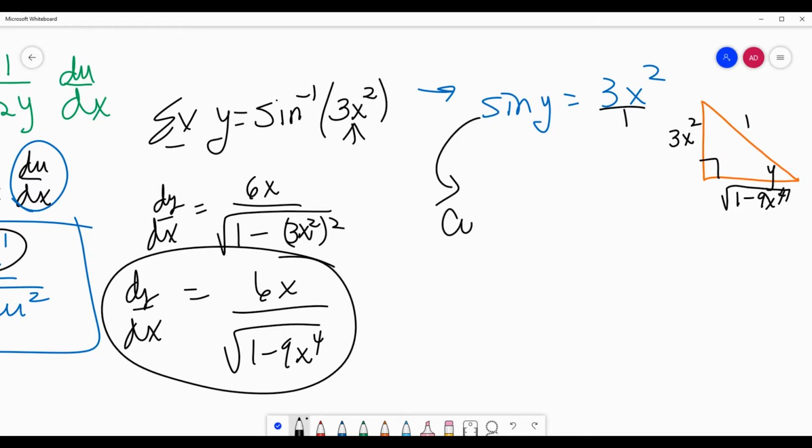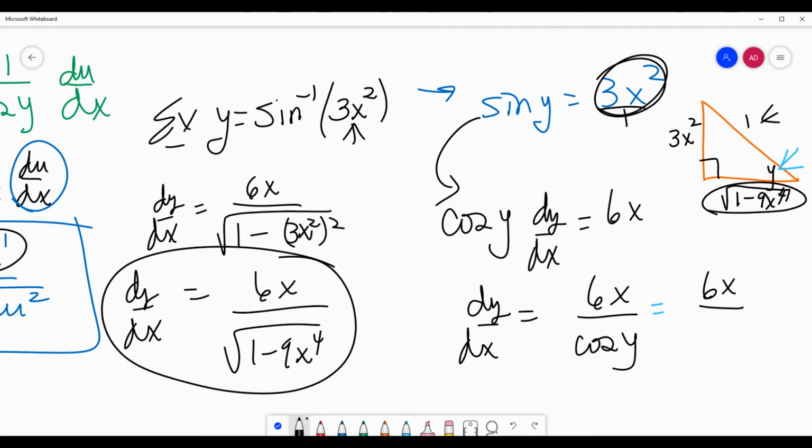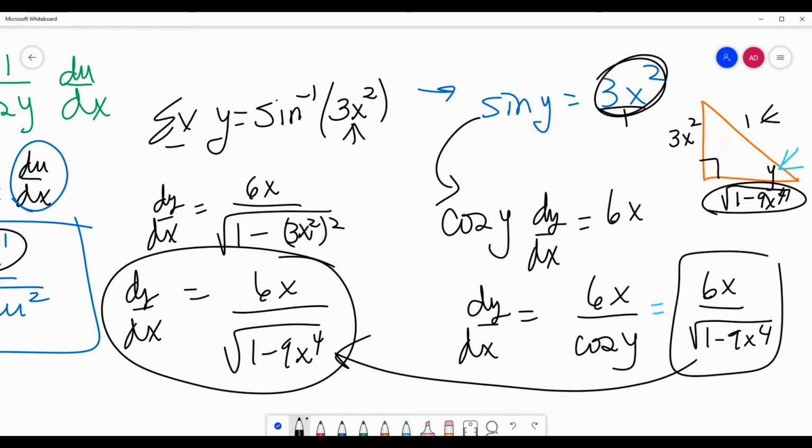Now here we go. The derivative of sine is cosine, so cosine y times dy/dx equals the derivative of 3x squared, which is 6x. That makes dy/dx equal to 6x over the cosine of y. Again, use your triangle to figure out what the cosine of y is. Cosine is adjacent over hypotenuse, so that gives me 6x over the square root of 1 minus 9x to the fourth. Hence, we got the same answer as plugging it into the formula.